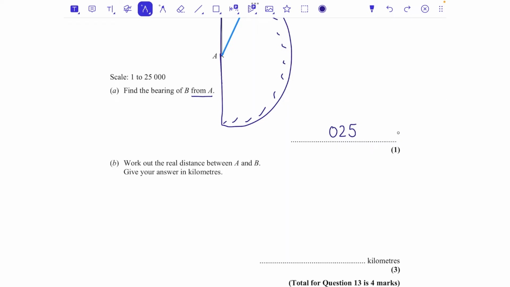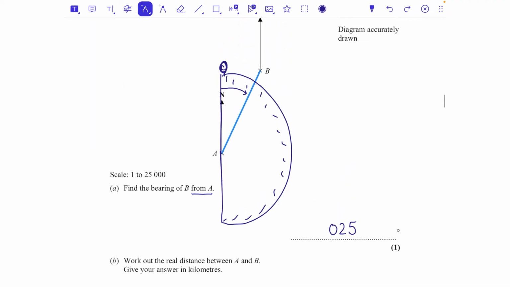Then it says the real distance between A and B. Work out the real distance between A and B. Give your answer in kilometres. So if we measure this blue line that I've drawn here with a ruler, you should get a measurement between 4.8 and 5.2. I'm going to go with 5 centimetres.